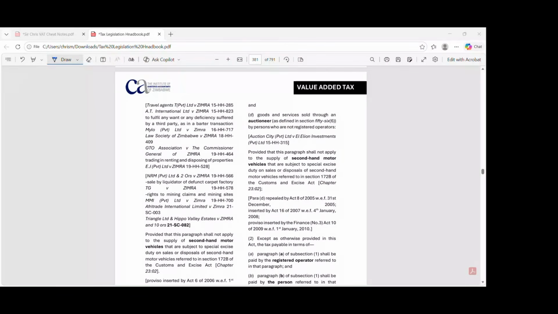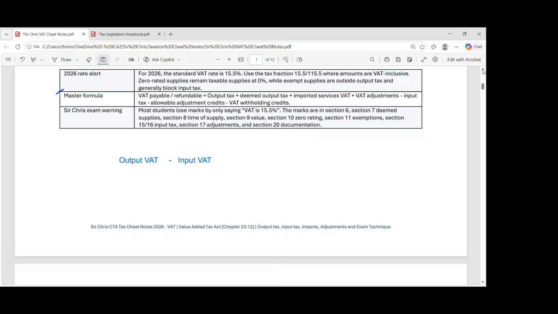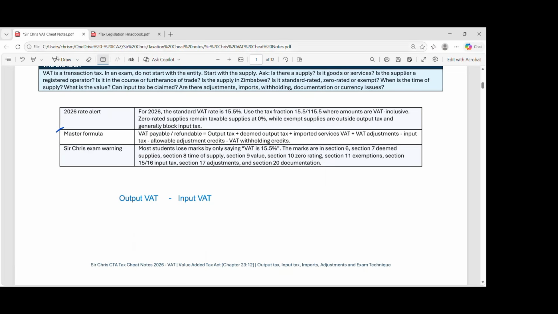So when does VAT liability arise? Remember, I'm still dealing with the master formula here for VAT: VAT payable or refundable. So the output tax side is the one I'm dealing with first. What makes up the output tax or the liability? Is there a supply of goods or services, which is your section 6.1a? Number two, is it imported goods, which is your section 6.1b? Then is it imported services, which is your section 6.1c? Is it goods sold through an auctioneer, which is your section 6.1d?